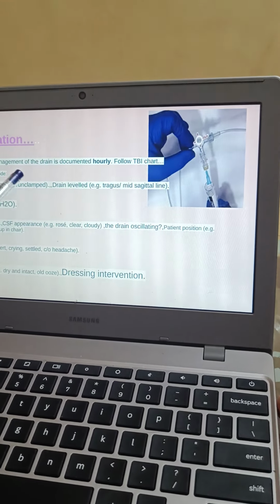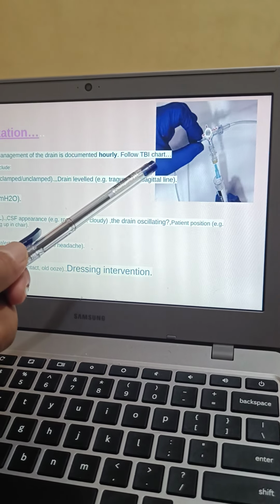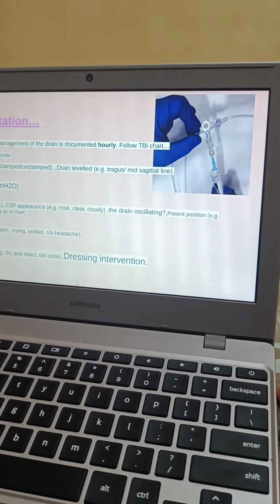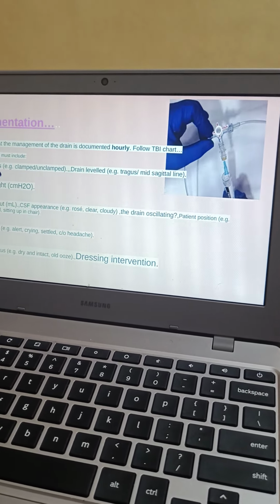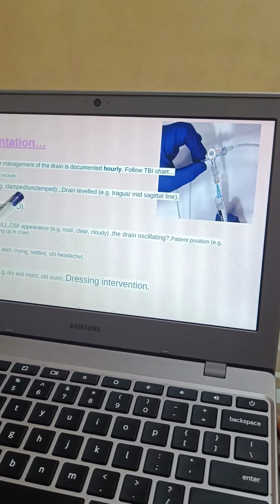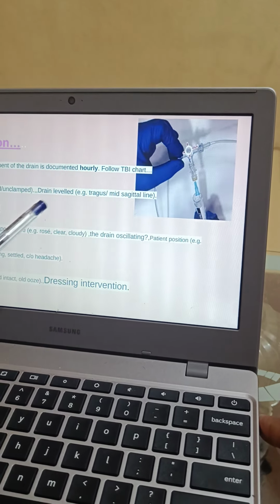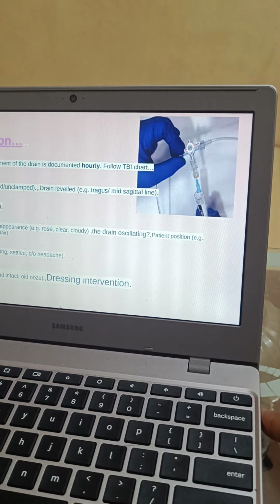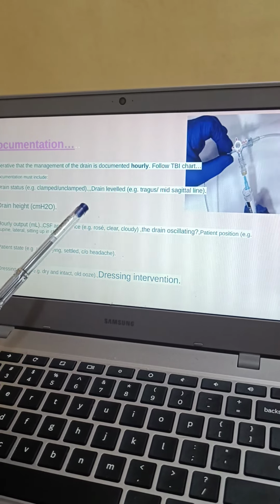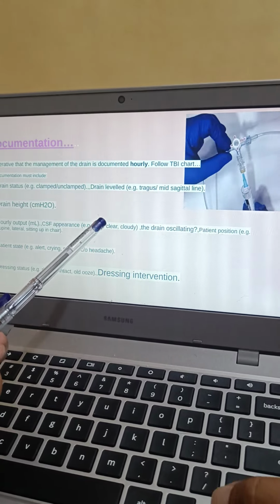Then the EVD drain output we should monitor hourly, and follow the TBI chart, the traumatic brain injury chart. Then we need to check the drain status and document it hourly: whether it is clamped or open, and what the level is after the EVD, the height, whether the level is 10 or 8. Then the hourly output, and the CSF appearance.